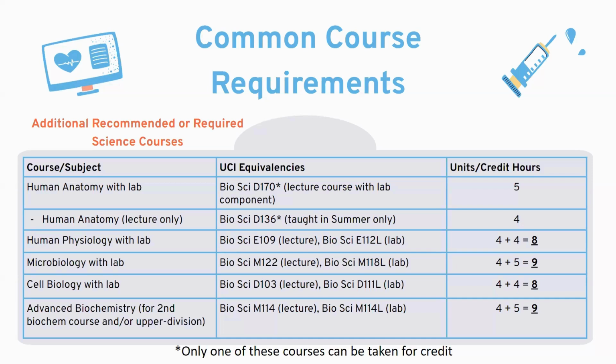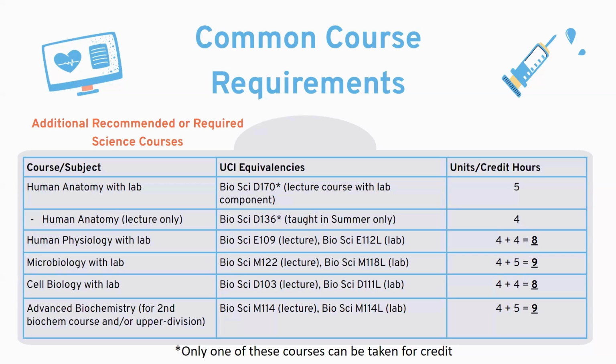One thing I'd like to note is that human anatomy is a rather intensive class. You'll see that it is 5 units, and the human anatomy lecture by itself is just 4 units. The other thing I want to point out here is in this title, the units and credit hours. Credit hours are often referenced in admissions requirements in place of number of terms, like number of semesters or number of quarters that are required. While this can seem confusing, really the credit hours are just another way of saying units. So for example, human anatomy with lab, Bio D170, is 5 credit hours.